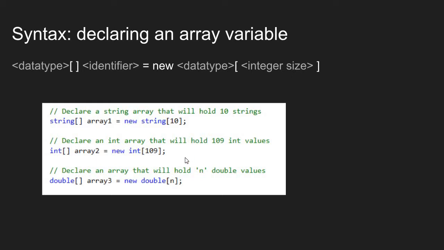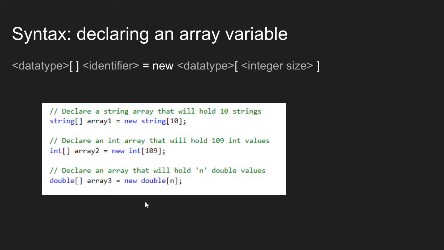Let's look at another example. Declare an integer array that will hold 109 int values. So my data type is going to be an int array, so integer in a pair of square brackets. I read this as an integer array named array2, and then I'm going to build this array equals a new integer array of size 109. So we're building this shelf that will hold 109 integers.